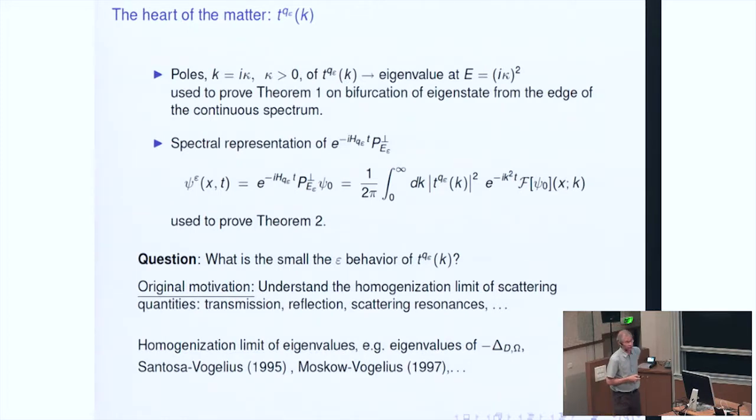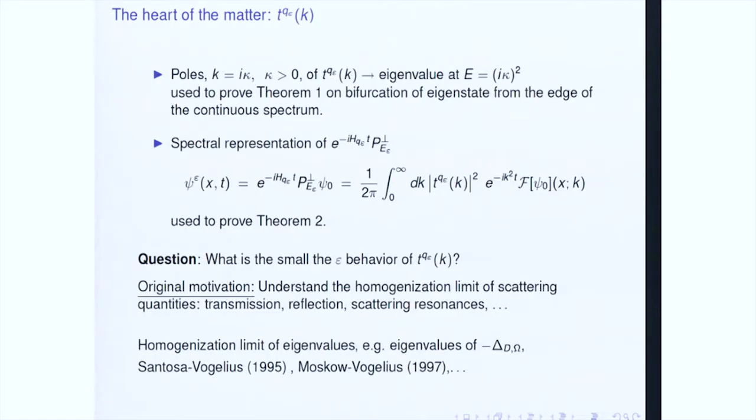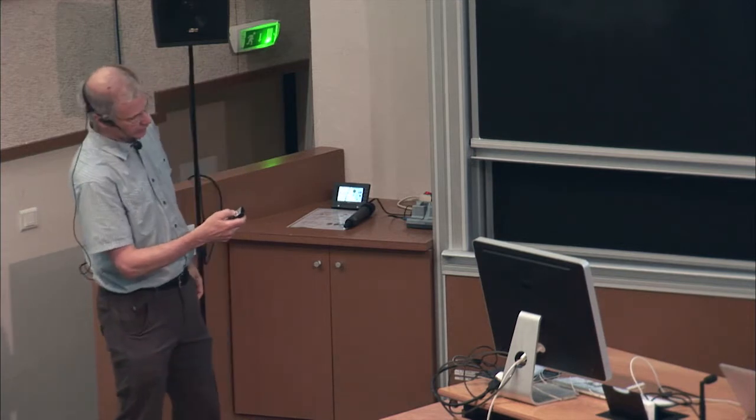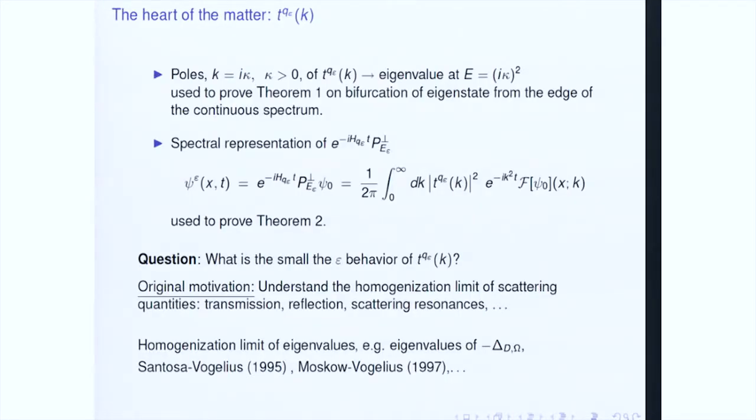The original motivation for this investigation was understanding the homogenization limit of scattering quantities like transmission coefficients, reflection, scattering resonances. I was motivated particularly by work of Moskow and Vogelius. These were influential papers. There have been quite a number since then, where they looked at homogenization of eigenvalues for self-adjoint problems like the Dirichlet problem on a bounded domain, Neumann, etc. There is great interest in the optical sciences, because very often we are interested in propagating waves through microstructures, and scattering type quantities are really the things of greatest interest for that.